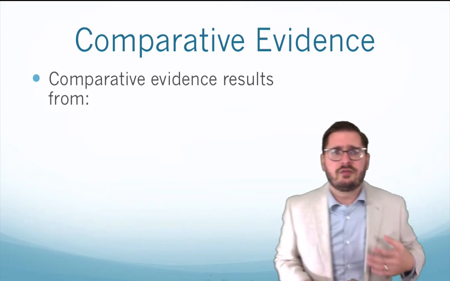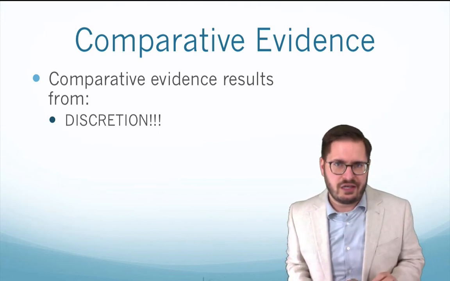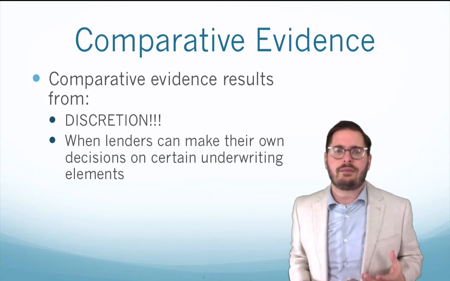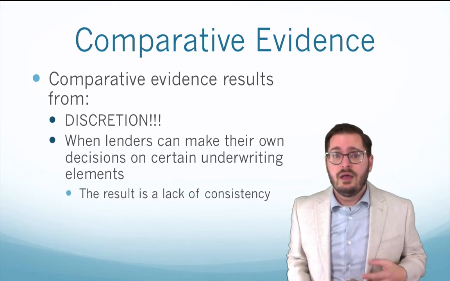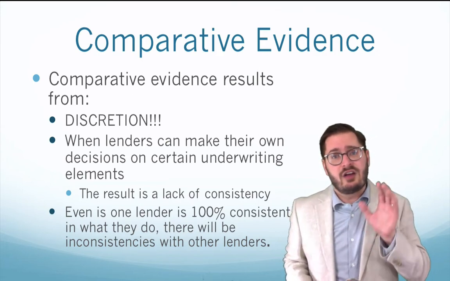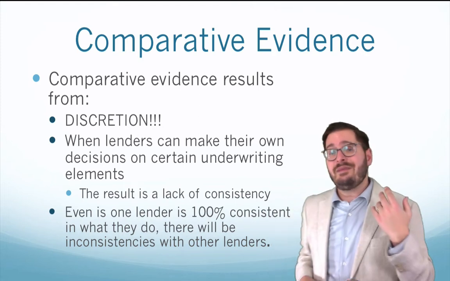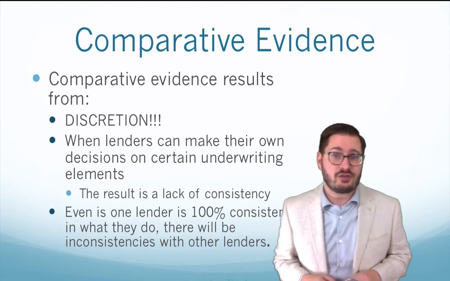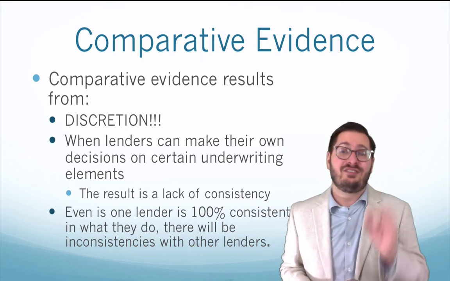Now, comparative evidence results from a number of things, but the biggest thing it comes from is lender discretion. Discretion is the ability of a lender to make their own decisions in the underwriting process. That is problematic for comparative evidence of disparate treatment because it results in a lack of consistency. The real problem is that even if a lender is 100% consistent in the way that they underwrite, they're not going to be consistent with the other lenders in the organization, and then you can have comparative evidence of disparate treatment from one lender to another, and that is problematic and recognized by the courts as discrimination.